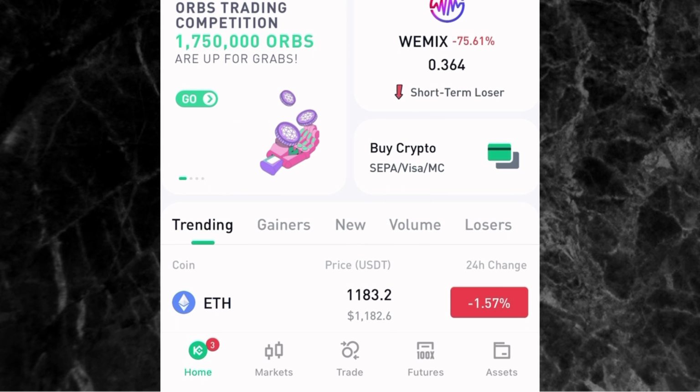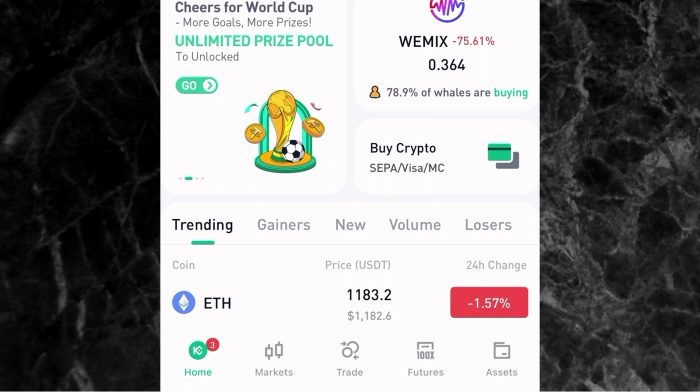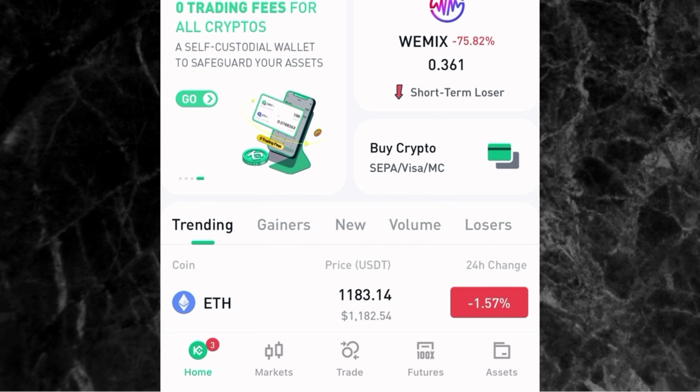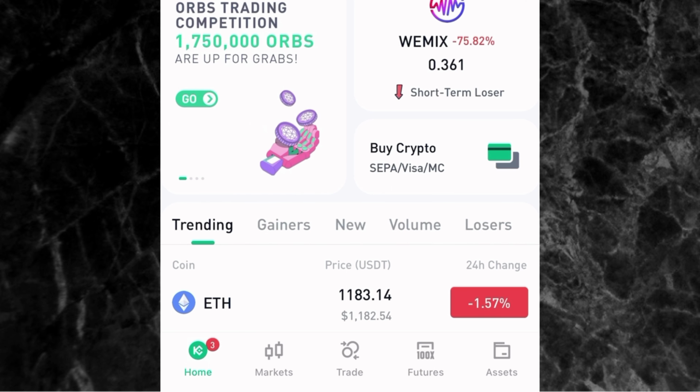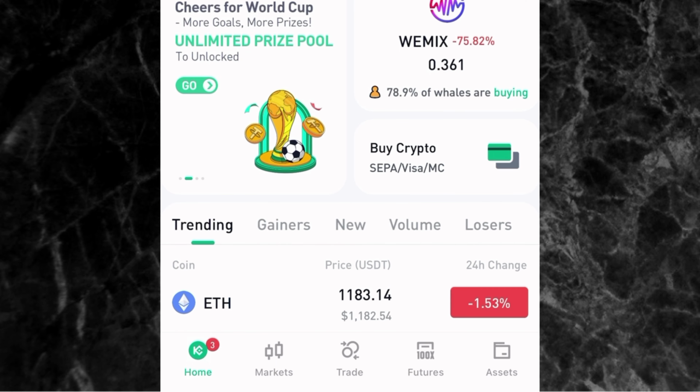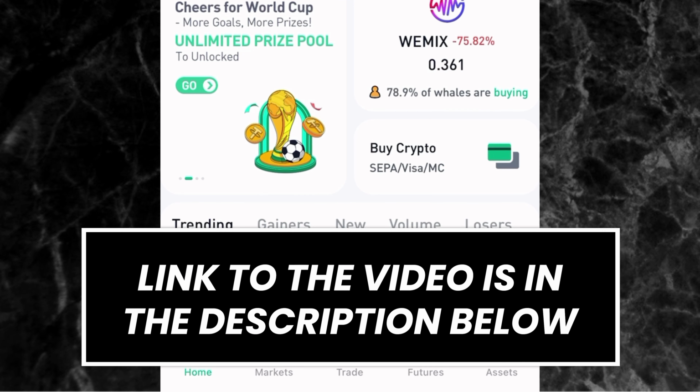Now once you have your Kucoin account, the next thing is to set up your Kucoin futures account by depositing money into your futures wallet. Now, in case you don't know how to deposit money into your Kucoin account, I already have a video on how to deposit money from your bank account directly to your Kucoin account.